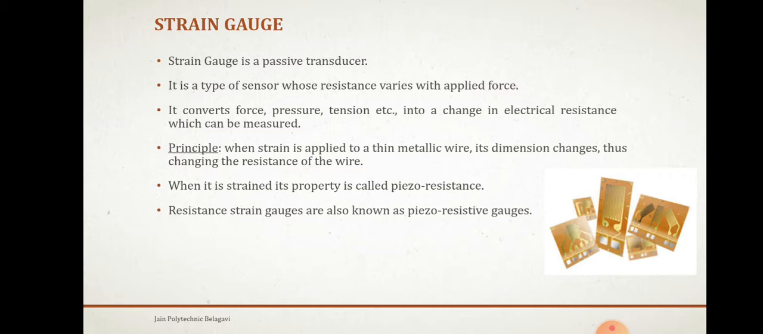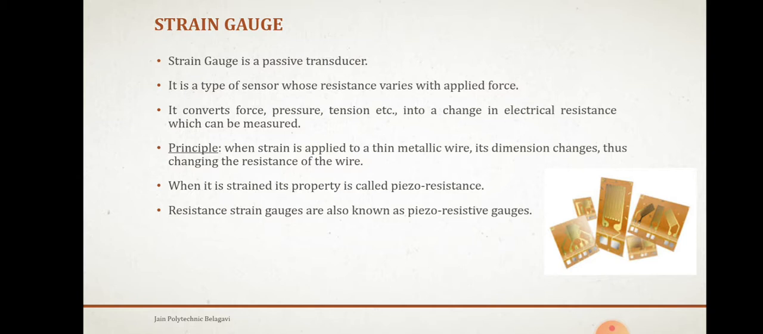The strain gauge, as I told you, is a passive transducer that uses the variation in electrical resistance in wires to sense the strain produced by a force on the wires. So what will it be doing? It is a type of sensor whose resistance varies with applied force. So it converts force, pressure, tension into a change in electrical resistance which can be measured.